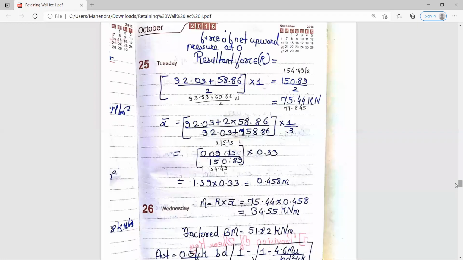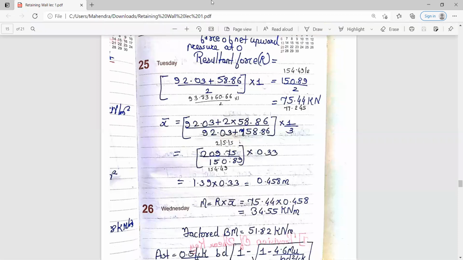Net pressure at A was 93.83, plus net pressure at point A1, which you got as 60.66, divided by 2 into 1. So you get 154.49 divided by 2. This will be your resultant. So the resultant force comes to 77.245.